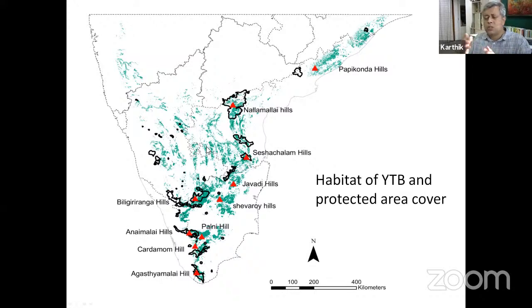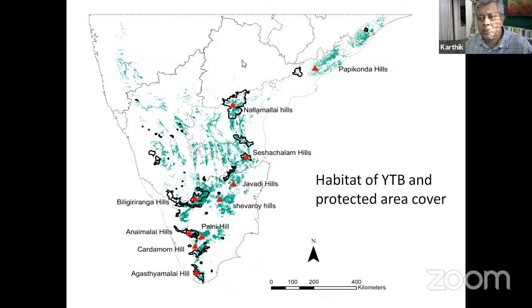So it turns out that only about 13% of all the yellow-throated bulbul distribution falls in protected areas in this region, which is not a very high number, right? Nobody wants to get 13% marks, no? So you want to get, in fact, 87%, not 13%. So everybody would like to have more and more percentage.